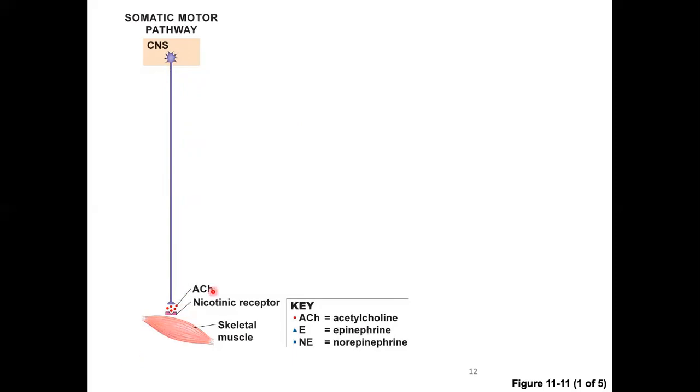When acetylcholine binds to this nicotinic cholinergic receptor on the skeletal muscle, it's going to cause the skeletal muscle to become excited and ultimately contract, right? So why did they call this a nicotinic cholinergic receptor? Because it binds nicotine, and that's how it was discovered.